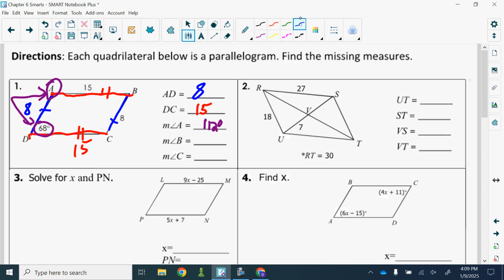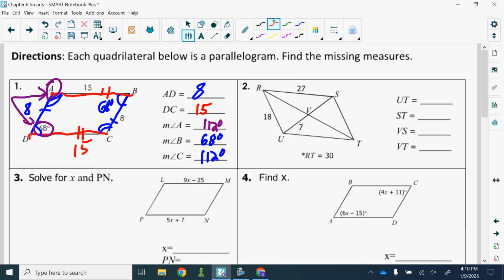Okay, measure angle B. B is going to be congruent to angle D, so this is 68 degrees. Measure angle C is going to be congruent to A, so that makes C also 112 degrees.